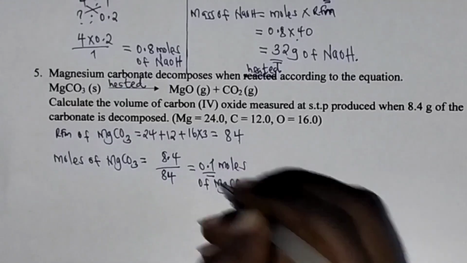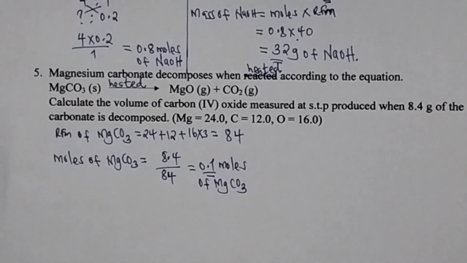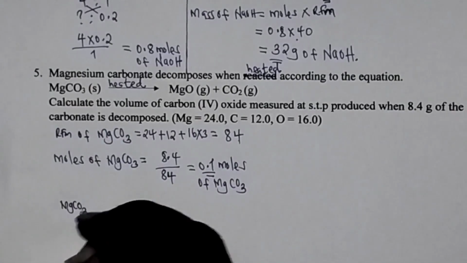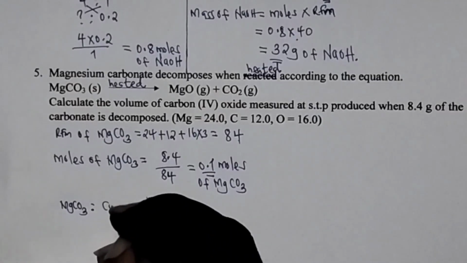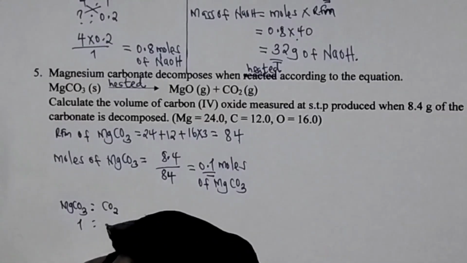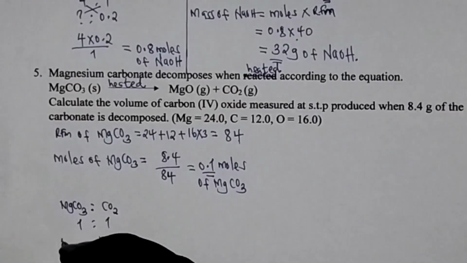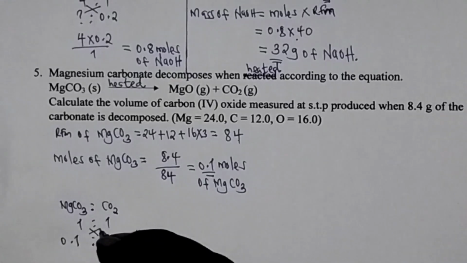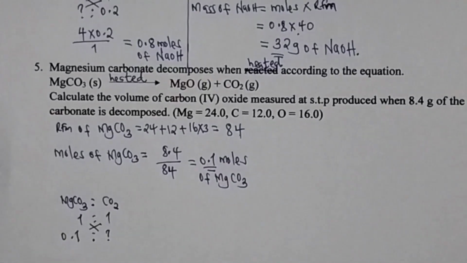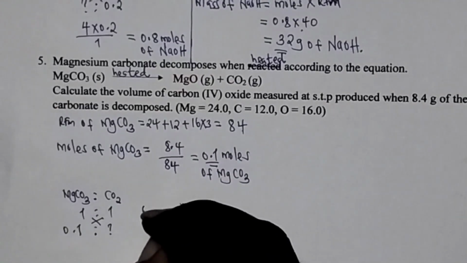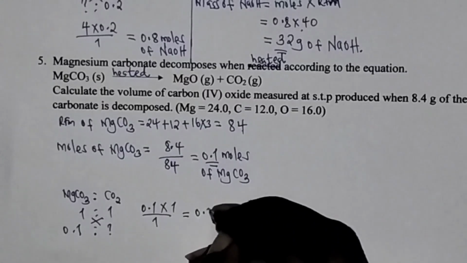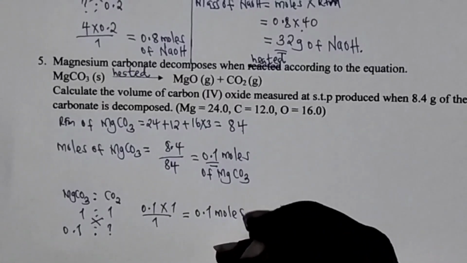So let's see now the ratio between magnesium carbonate and carbon dioxide. It is 1:1. So if we have 0.1 mole, what's the moles of carbon dioxide? It will be the same. So we are going to say 0.1 multiplied by 1 divided by 1. So we are going to get 0.1 moles of carbon dioxide.